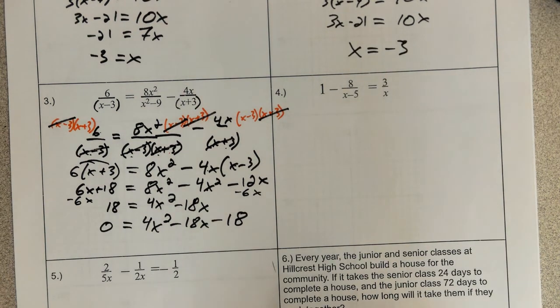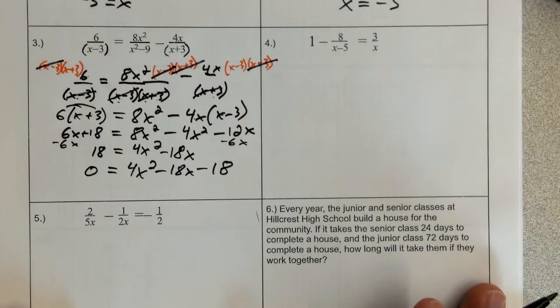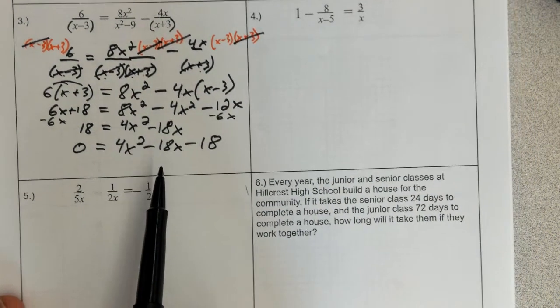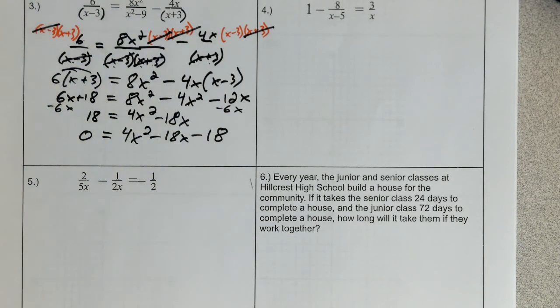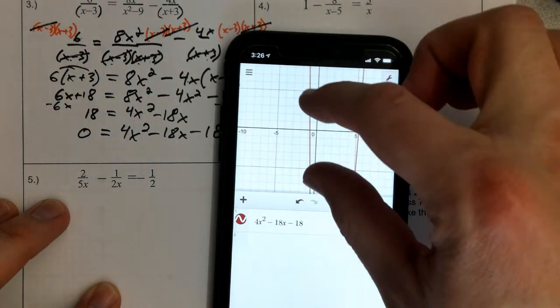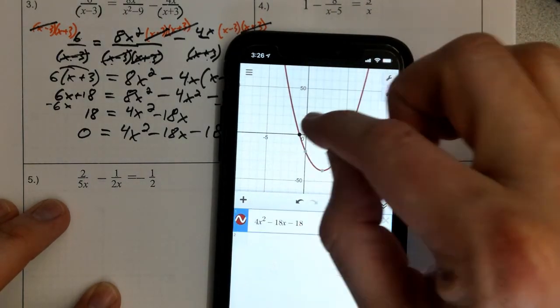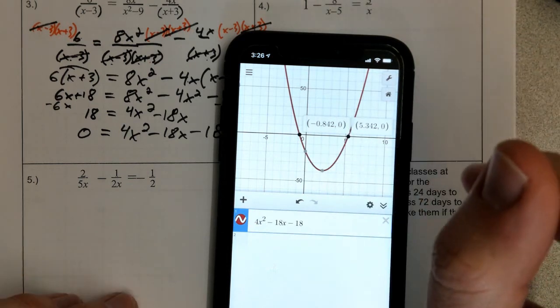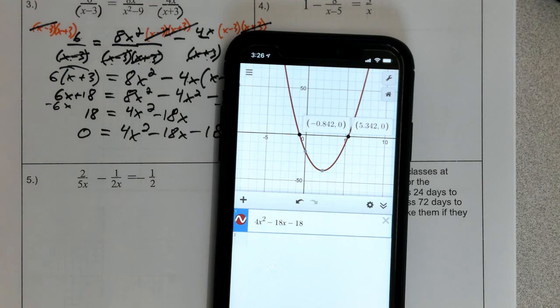And then there's a couple ways that you can solve this quadratic. Probably at this point, since we're just trying to find the solution, the easiest way is going to be just to graph that thing and find the zeros. So we'll open up Desmos here, and we will type in 4x squared minus 18x minus 18. And so this is what you get for the graph. But again, we're just trying to find the zeros to solve it here, so we get that and that for our answers. Negative 0.842 and 5.34.